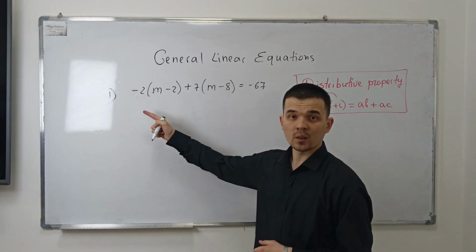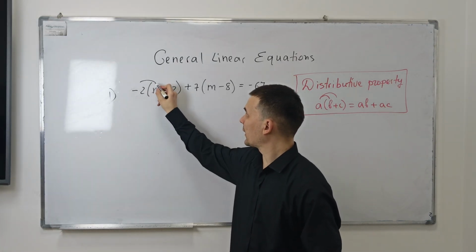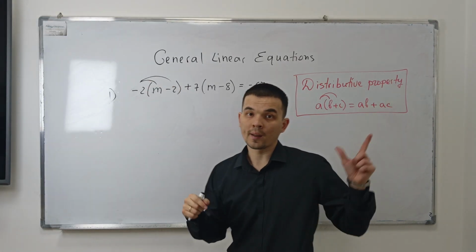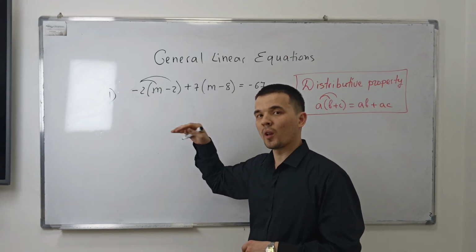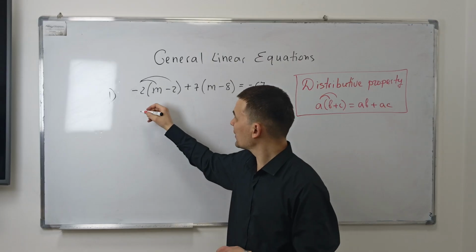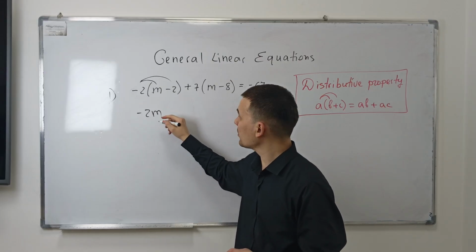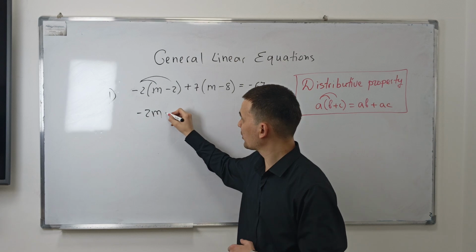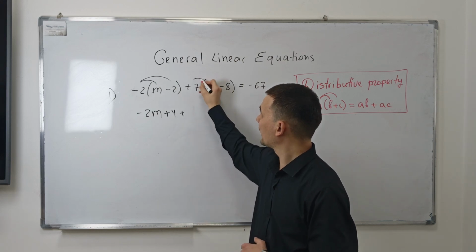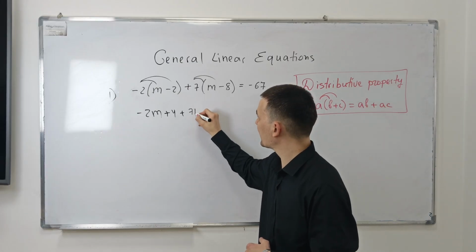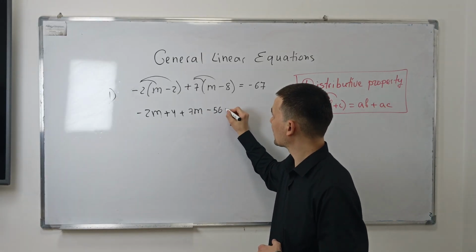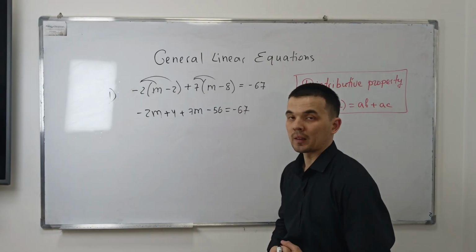So, if you look at the equation, 2 is being multiplied to the m and 2 being multiplied to the 2, and when you open that, they should be multiplied one by one. For example, minus 2 multiplied by m is minus 2m, and minus 2 should be multiplied to the minus 2, which is 4. Again, 7 should be multiplied to both of the expressions, leaving you with 7m minus 56 equal minus 67.